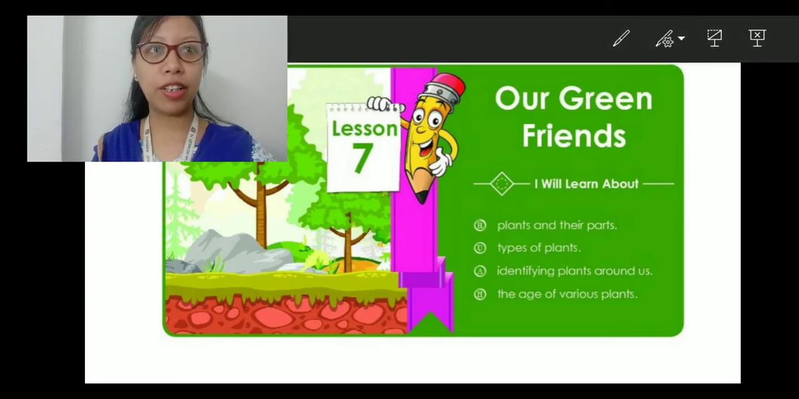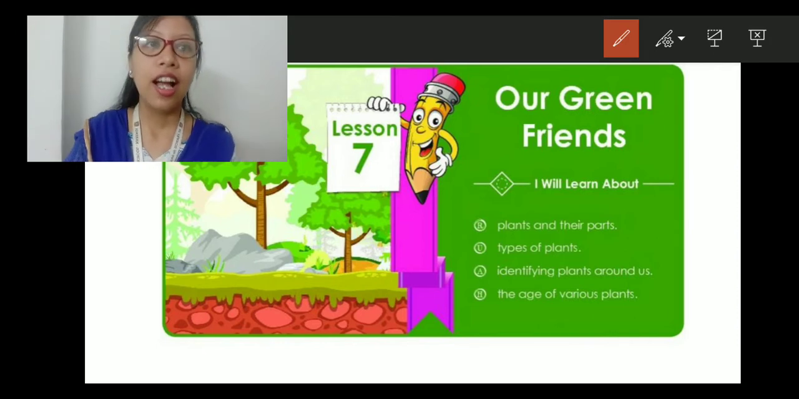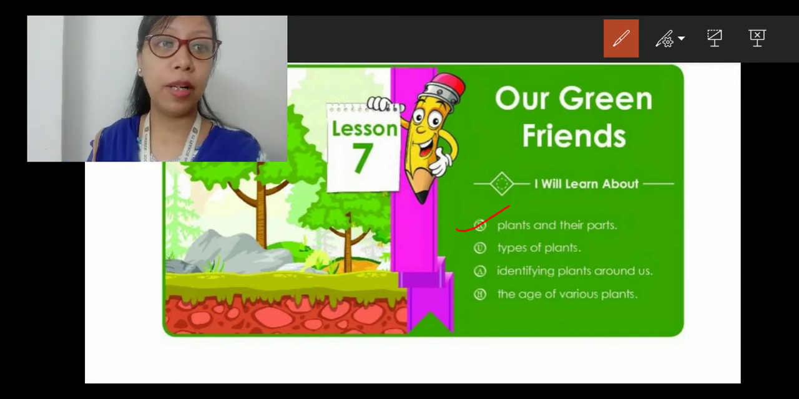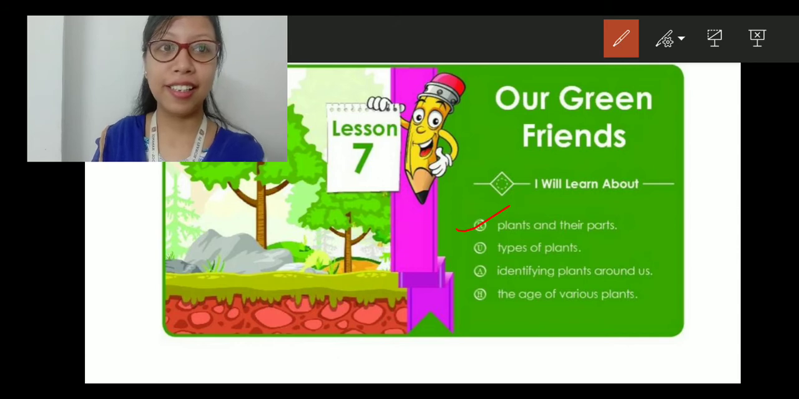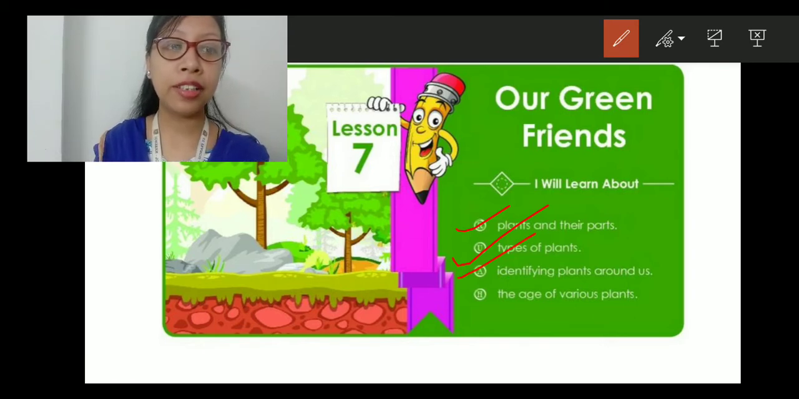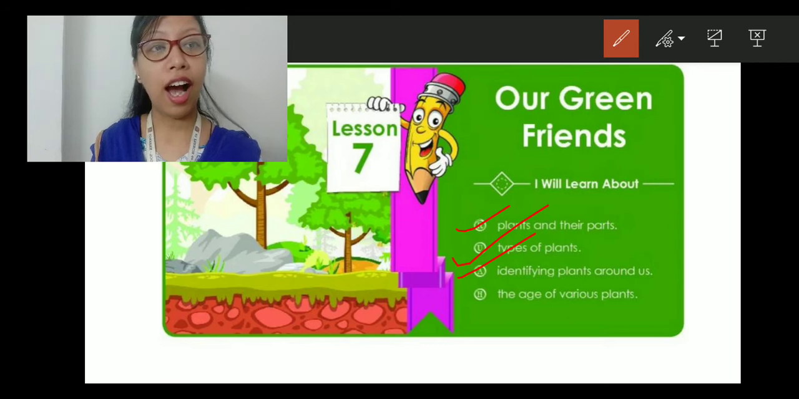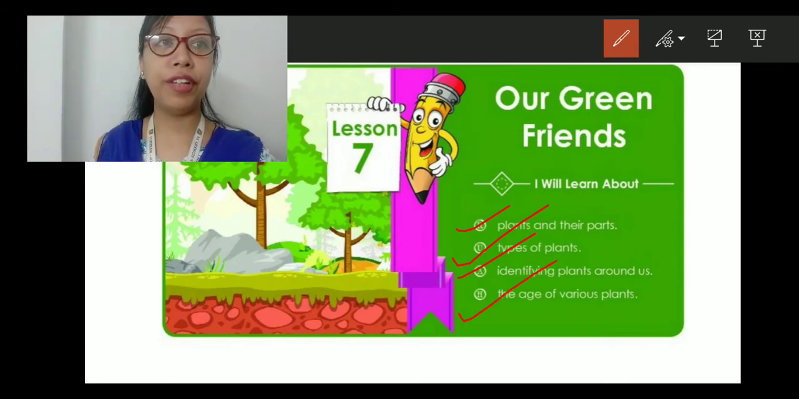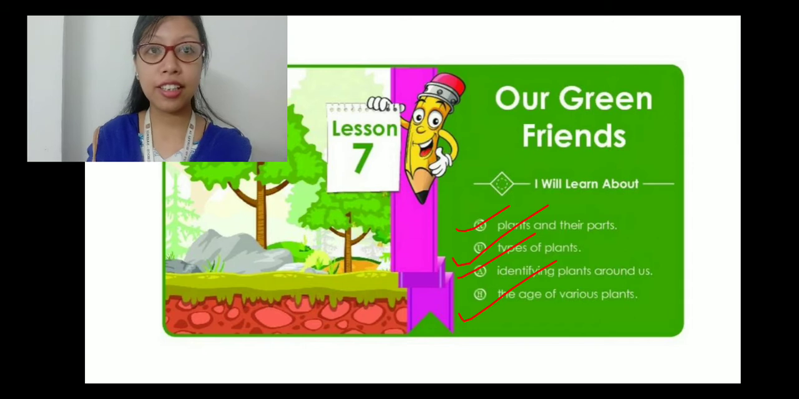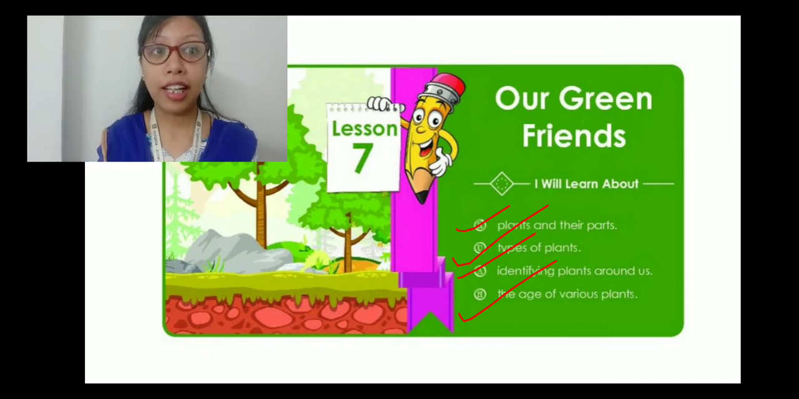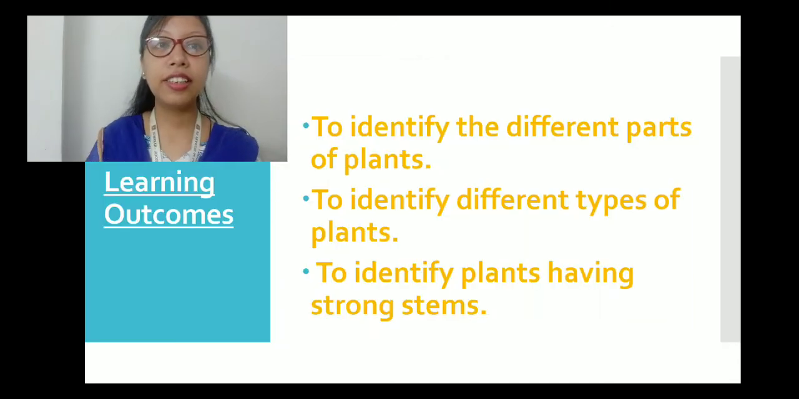Now let us see what are the subtopics that we are going to get in this lesson. I will learn about plants and their parts. Then I will learn about types of plants. I will learn about identifying plants around us, and I will learn about the age of various plants. So these are the subtopics that we will be discussing in this lesson. Let us start with the learning outcomes.